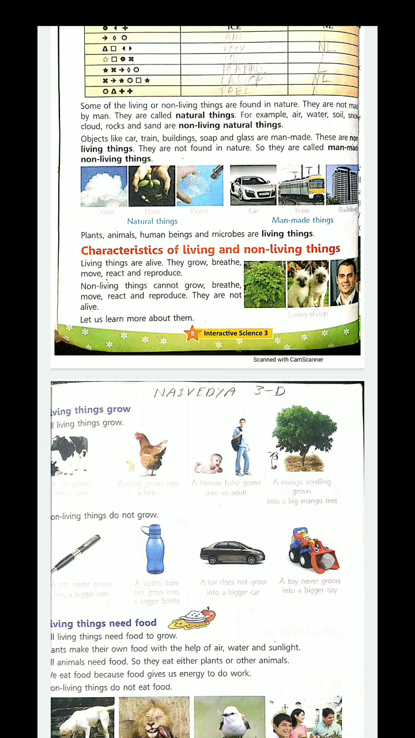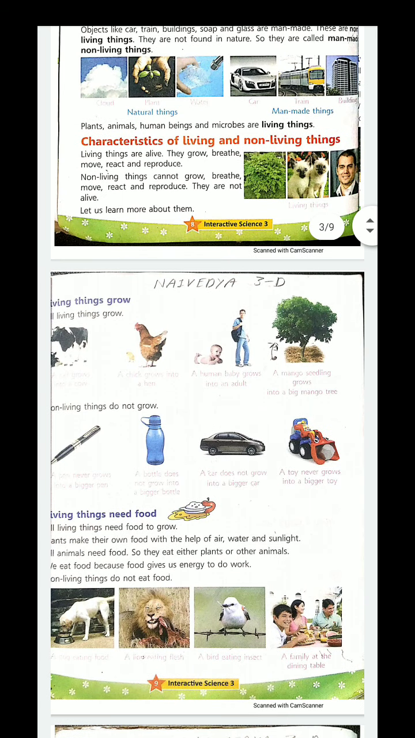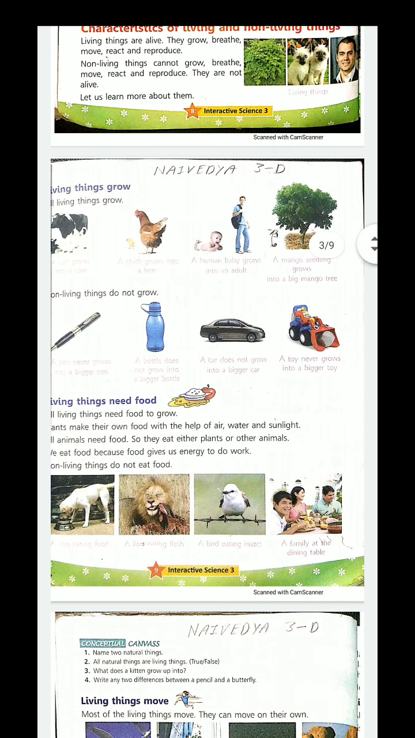As we know, living things can grow, but non-living things cannot grow. For example, if you have a pen, it cannot grow into a bigger size. It will be of that same size. Your bottle, car, toys, books, they all are of fixed size. They are all made, so they cannot grow. Then, living things need food. Have you ever noticed your bag coming to you and asking, give me some chapati to eat? No. Why? Because it is a non-living thing and it does not need any kind of food to get energy and do work.